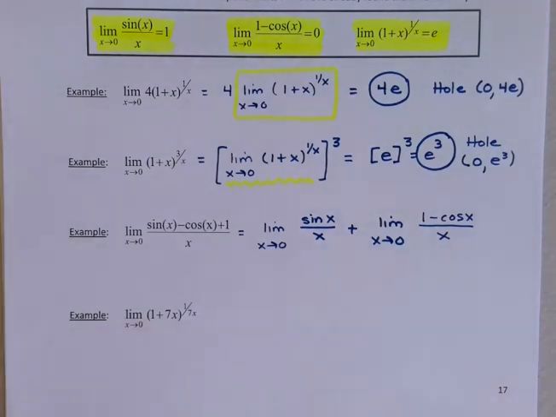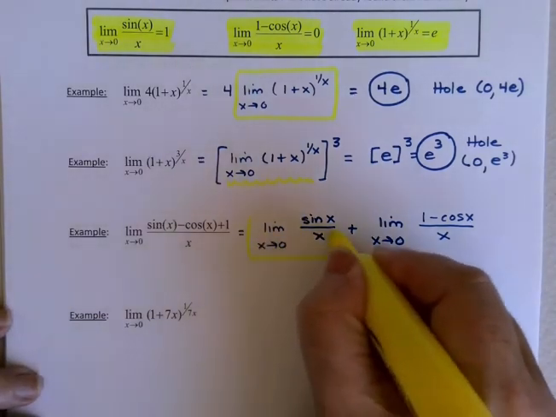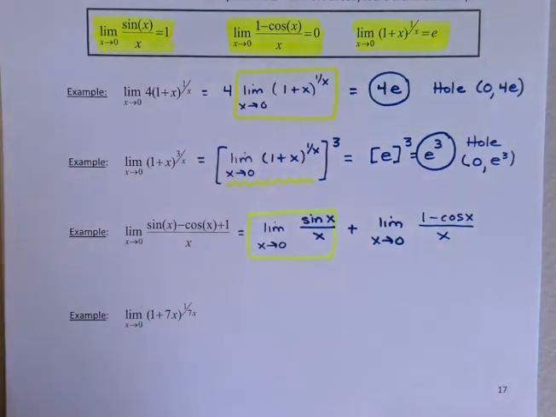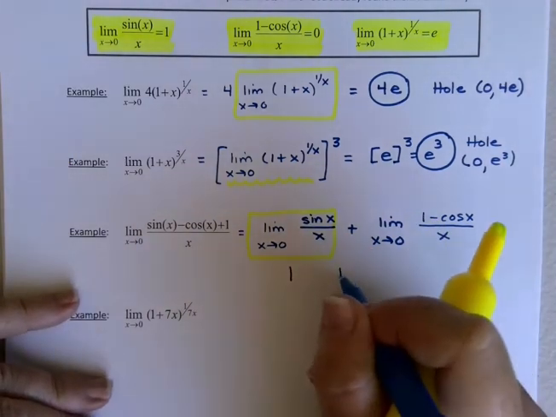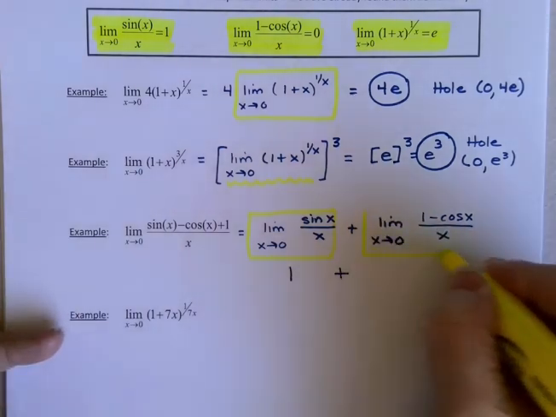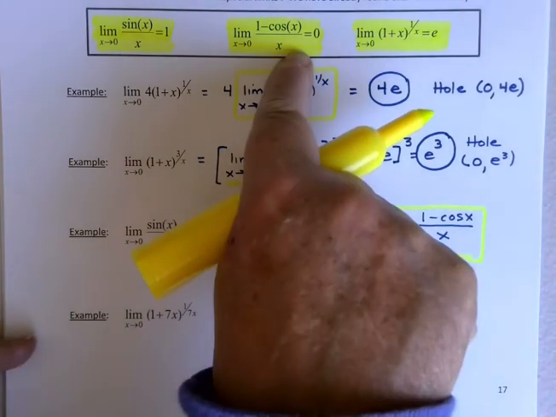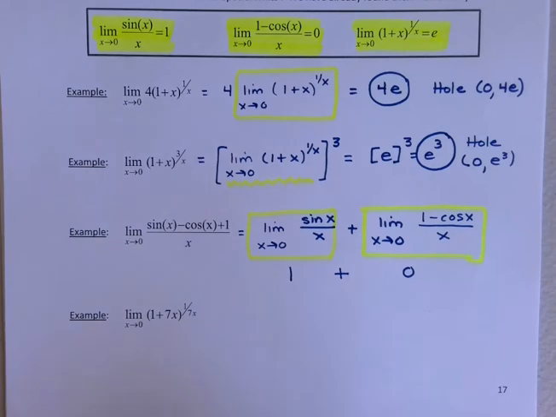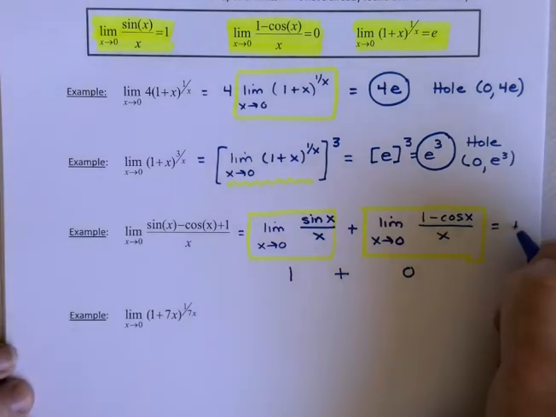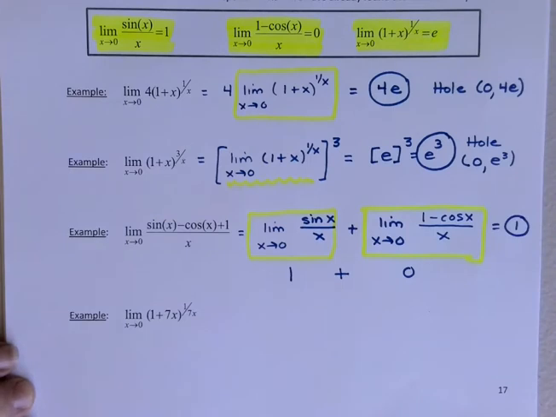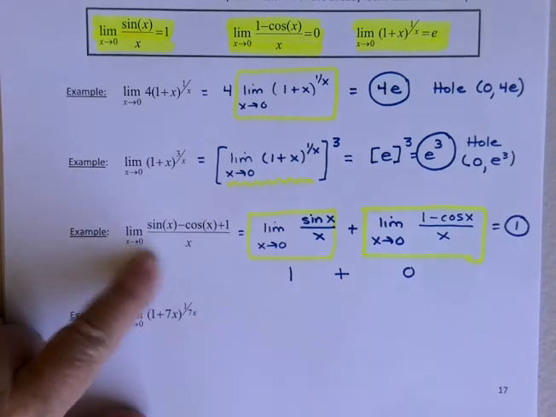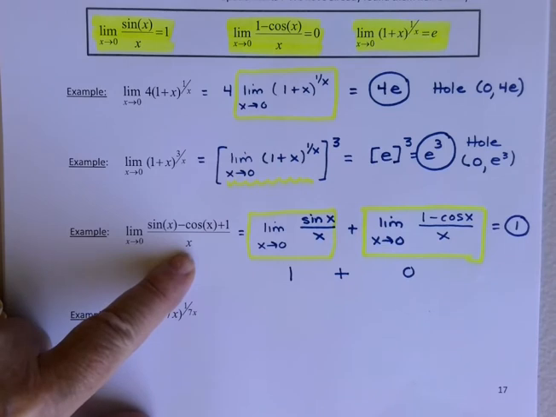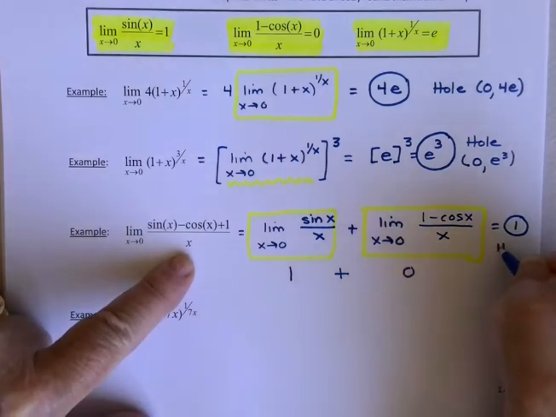Now I've got the 2 limits that I know. This one's a perfect match for that, so its value is 1. And this one is a perfect match for that, so its value is 0. And therefore my result, 1 plus 0, is just 1. And this graph, again, doesn't have a y value, since x equals 0 in the denominator would have been a problem, but it does have a finite limit, so we have a hole at 0, 1.